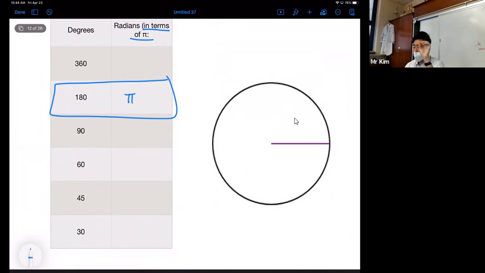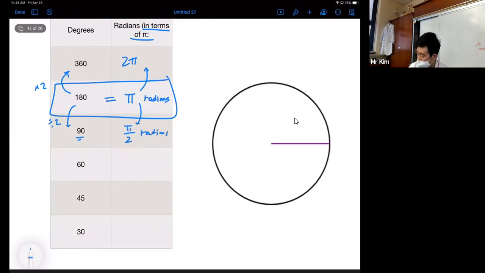That is the magic number that if you memorize only that, you can find out all the other radians based upon the degrees that you have. 180 is pi radians. That's what we say. To go from 180 to 360, we doubled it. So guess what? 360, as we found out before, was 2 pi radians. 90 degrees, you were dividing it by 2. So the number of radians was pi over 2 radians.